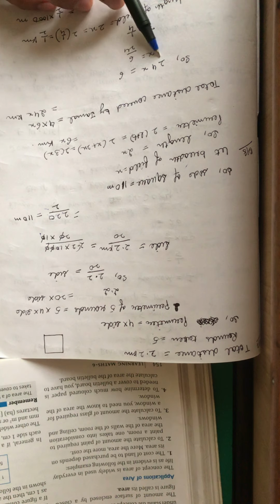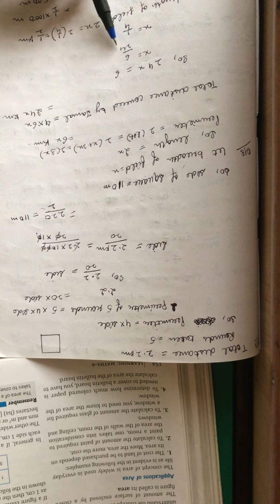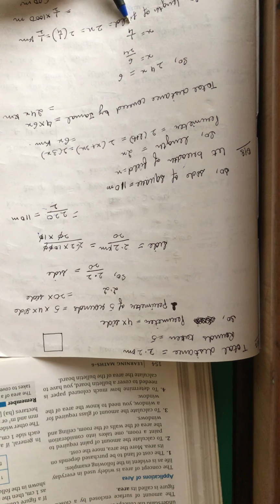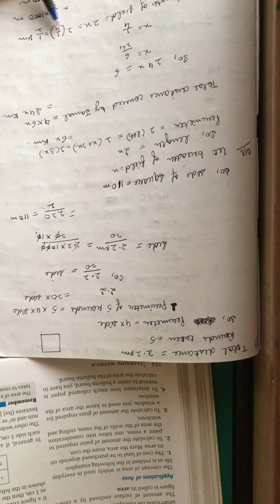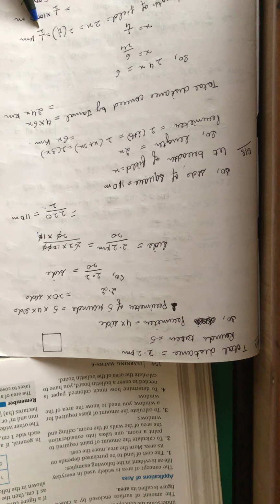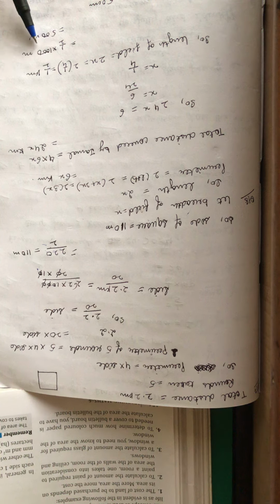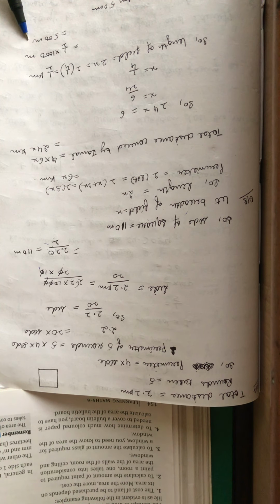It means the total distance 24x is equal to how much? 6 kilometers. So x will be 6 by 24. 6 ones are 6, 6 fours are 24. So x will be 1 by 4. Now length of field is 2x. So it will be 2 into 1 by 4. 2 ones are 2, 2 twos are 4. That is 1 by 2 of kilometer. You can convert it into meters also by multiplying it with 1000. 1 by 2 of 1000 is 500 meters. So this is the length of the field.